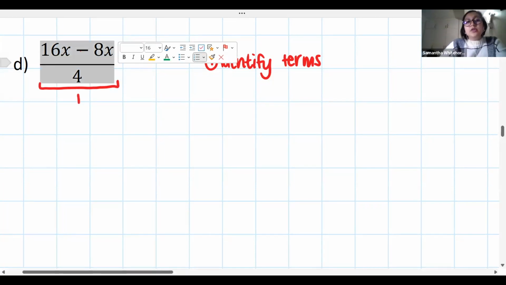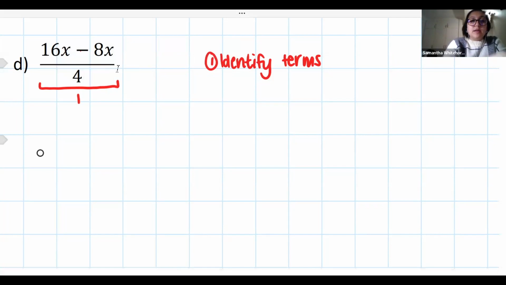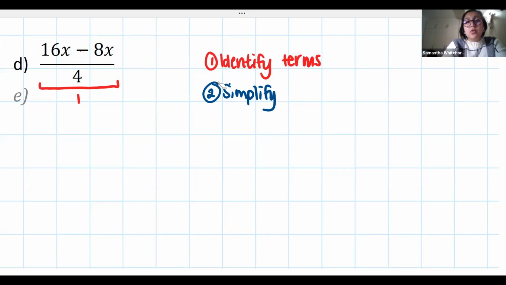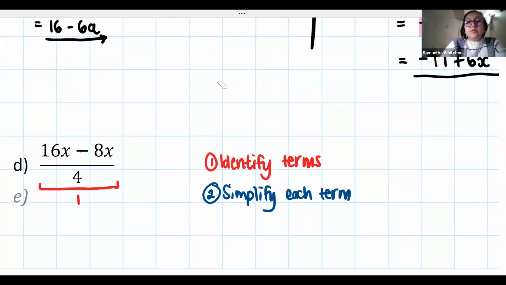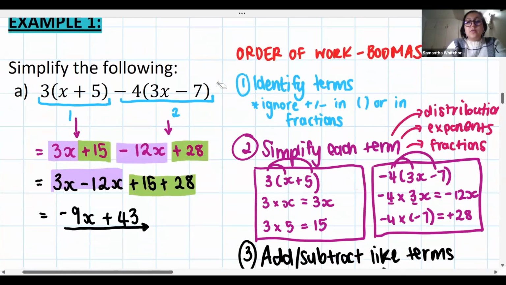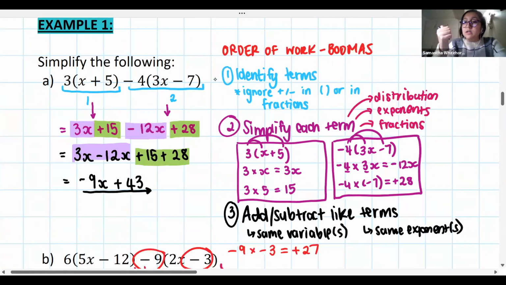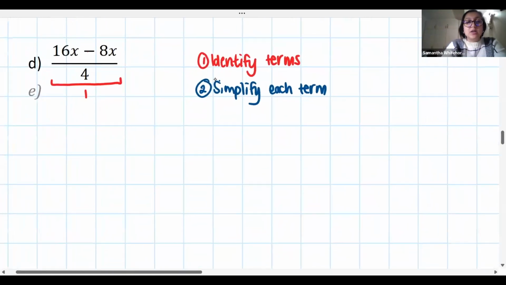Now that I've done that, I need to go on to my second step and simplify each term. Good, Lwanle. It's called a monomial. So guys, a one-term expression is called a monomial. Remember, if we scroll back to the very first question that I did, when we simplify each term, things that you're looking out for are distribution, exponents, fractions. We now have a fraction situation here. So this is what we need to deal with.